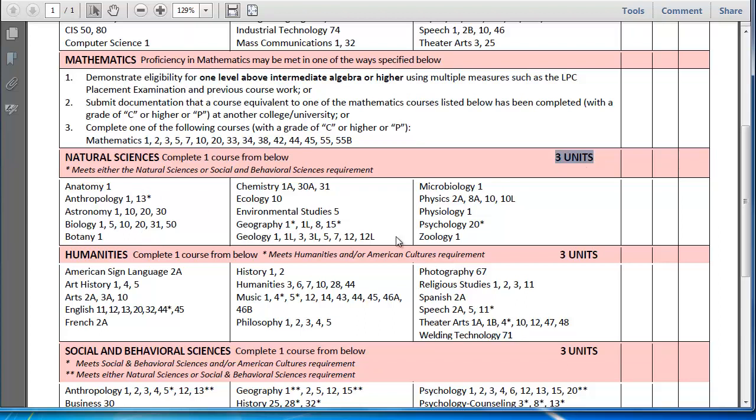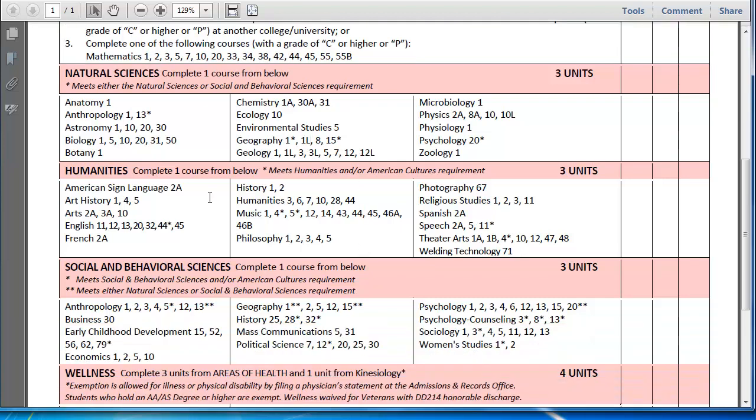Now the natural science area, you're going to complete one course from below, a minimum of 3 units. So you could take any one of these courses. A lab course is not required to fulfill this natural science requirement. So you could choose to decide, okay, I'm only going to take Geography 1 and not do the lab. So you're not required to do a lab for the AA degree requirement.